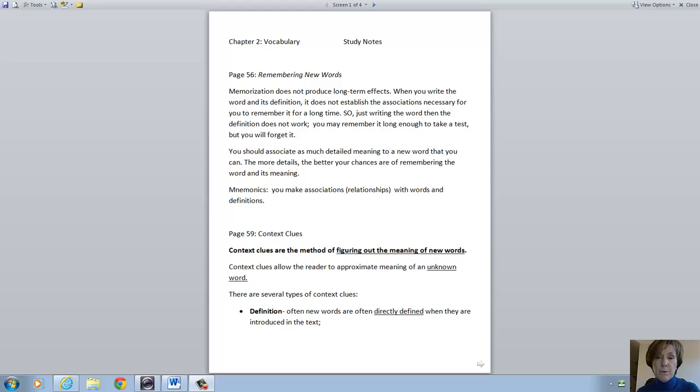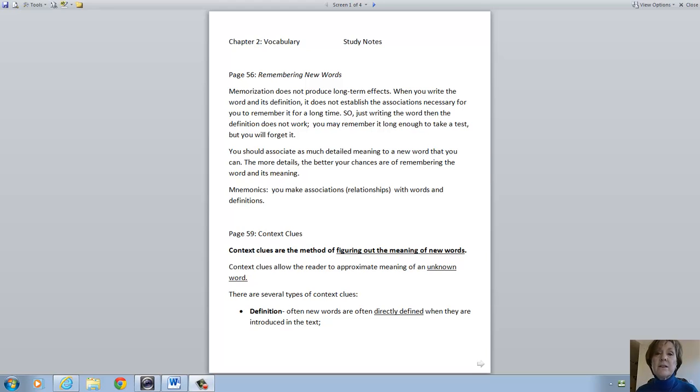Today we're starting in our textbook. We're starting in Chapter 2, Vocabulary, and that's remembering new words. What we do know about definitions and vocabulary is that memorization does not work. So the old trick of writing the word and then writing the definition beside it, memorizing it, and then taking the test, that does not work long term. Yes, you may be able to memorize it long enough to do okay on the quiz, but if I ask you the definition next week, next month, you would not be able to remember it. So that does not work.